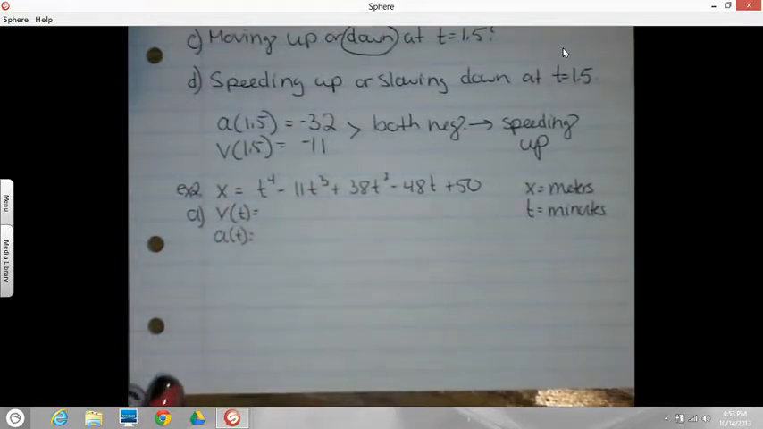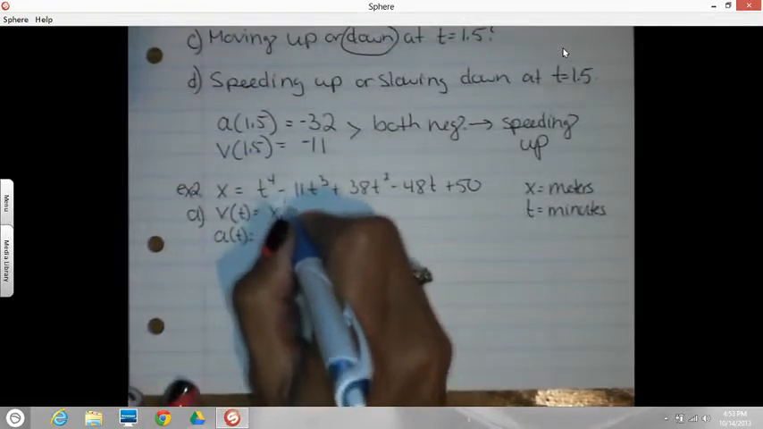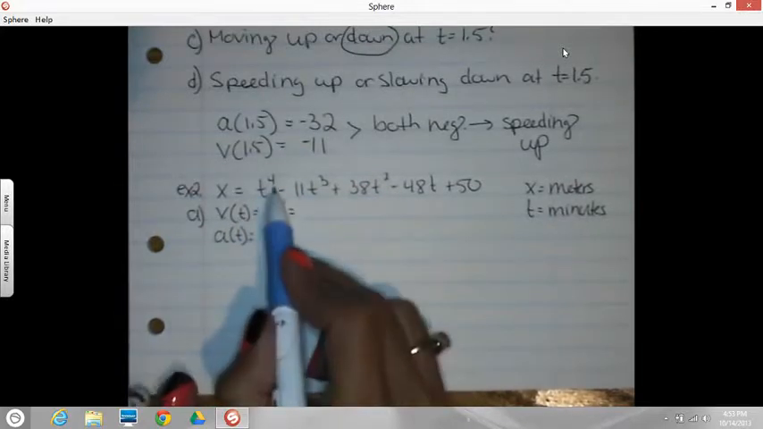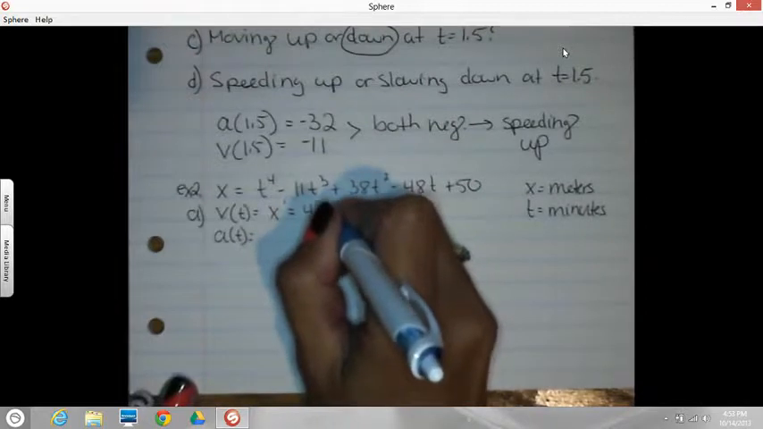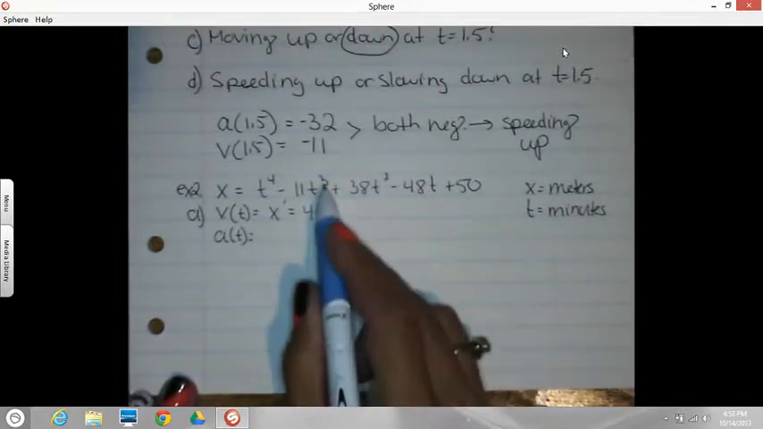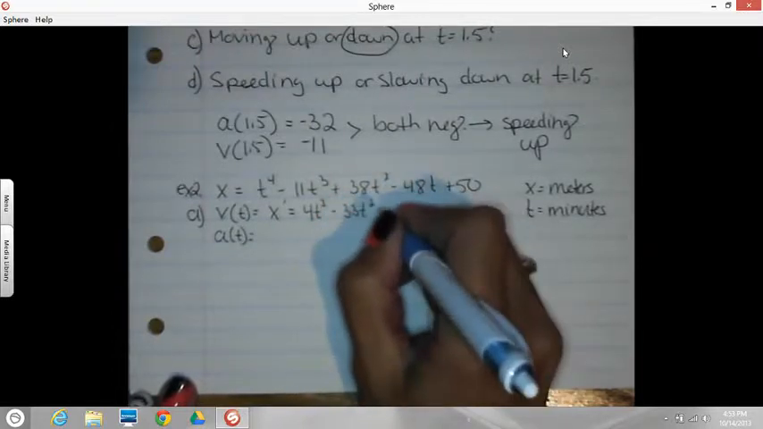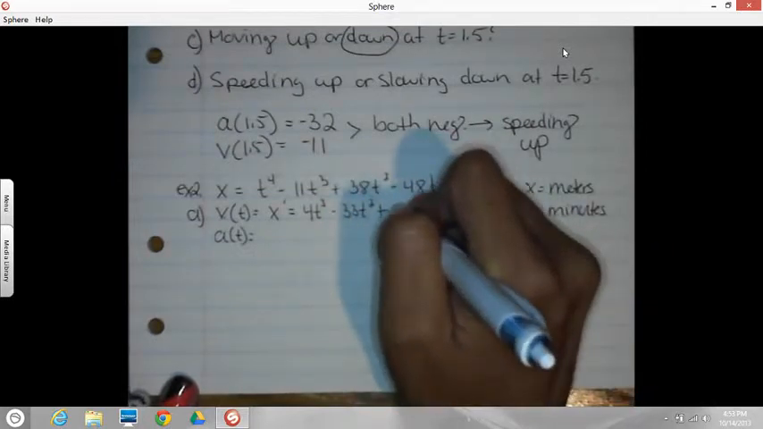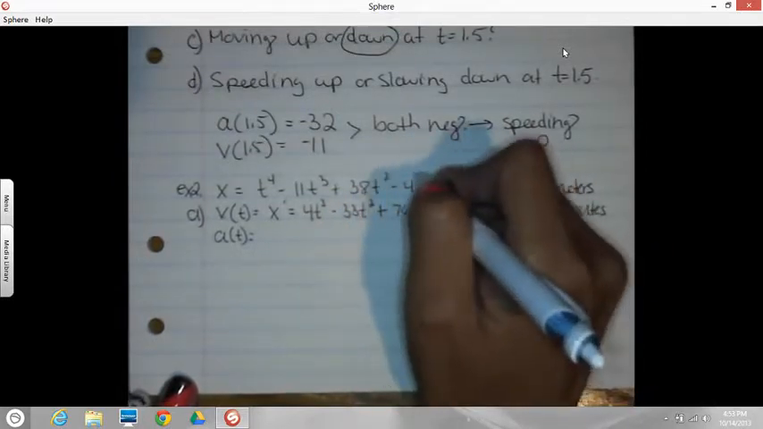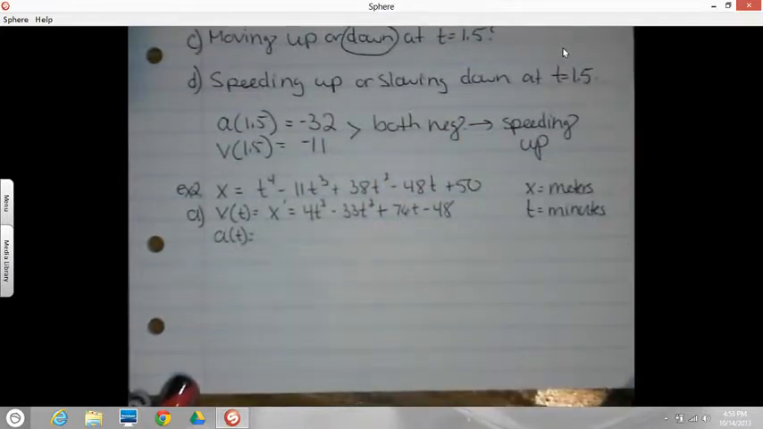So again, it doesn't tell you what to do. You've got to know the connection between velocity and distance, and you know that it's the derivative of distance. So go through and do our little power rule. The 4 comes down, so it'll be 4t cubed minus 33t squared plus 76t minus 48, and that goes to 0.